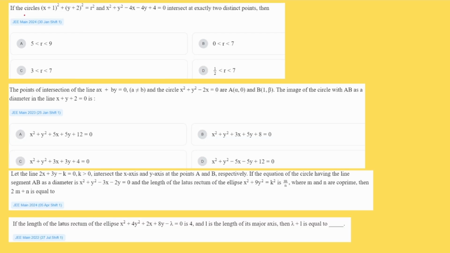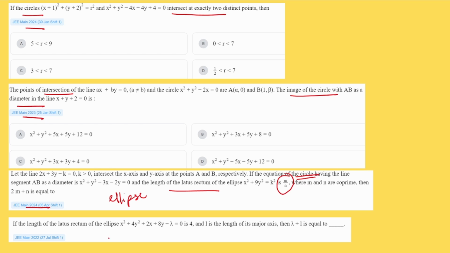Here you have a circle question where a line is intersecting at exactly two distinct points, and the image of the circle as a diameter. Here comes the question related to ellipse. The length of the latus rectum is given in the ratio m divided by n, and I need to find what is 2m plus n. Circle is also there. Since it is conic sections and coordinate geometry, you know that multi-concept kinds of questions have been asked because they're geometry related, they're coordinate geometry.